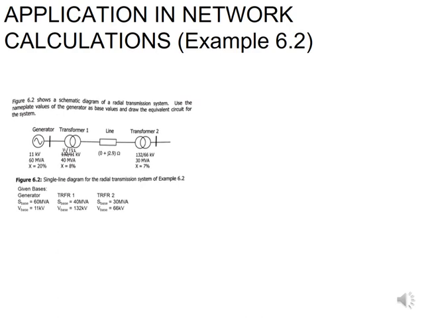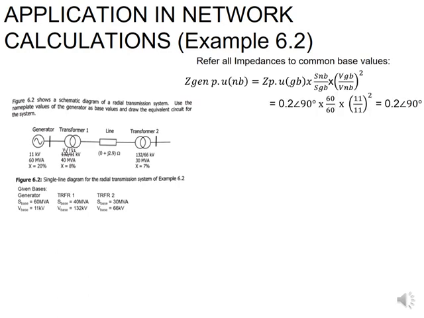All right, then at the bottom of this diagram, you can see that I've just gone and put in all these figures so that they can be straight in front of us. We start now to refer all our impedances to our common base values. So the first part where we're starting is at the generator. Now you remember the formula is going to be your Z per unit new base is equal to your Z per unit given base, and you multiply by your S new base over S given base and multiply by the square of your voltage given over your voltage new base.